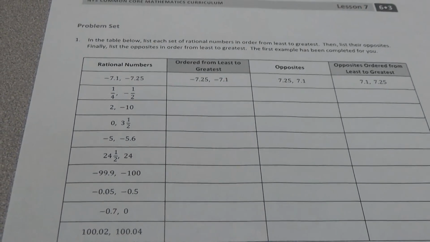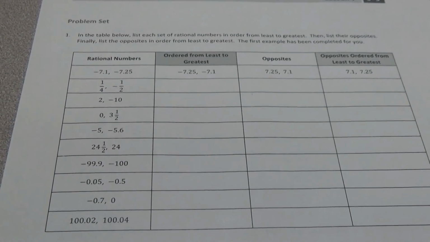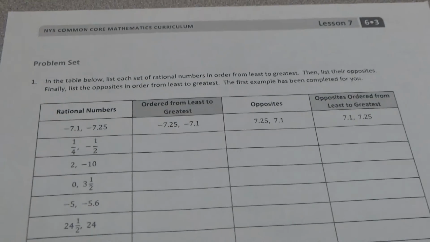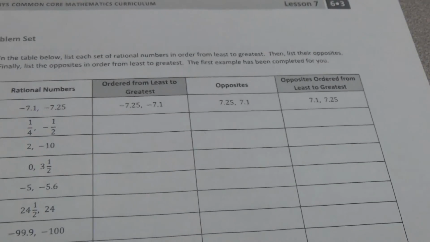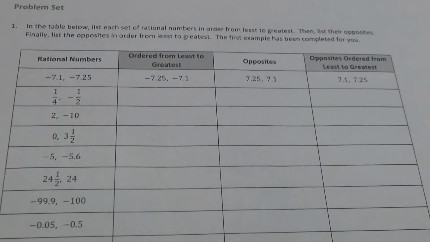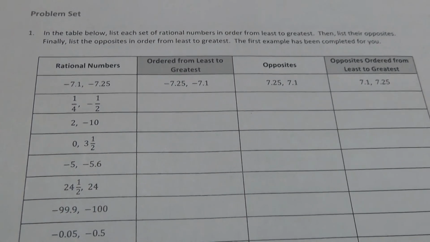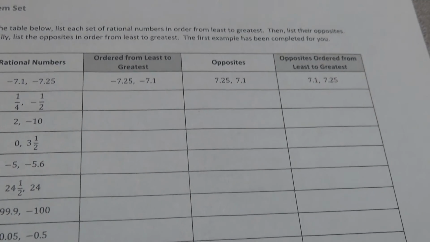Then you're going to tell what their opposites are in the third column. In the last column, you're going to tell what the opposites ordered from least to greatest are. So you'll look at the opposite column, column 3, and in column 4, you'll put those opposites in order from least to greatest.